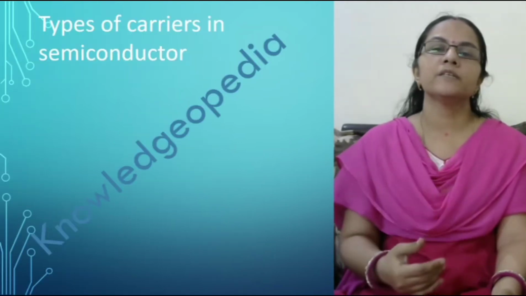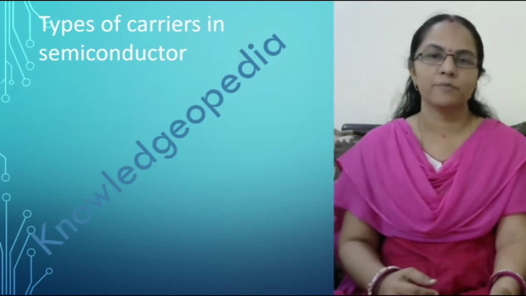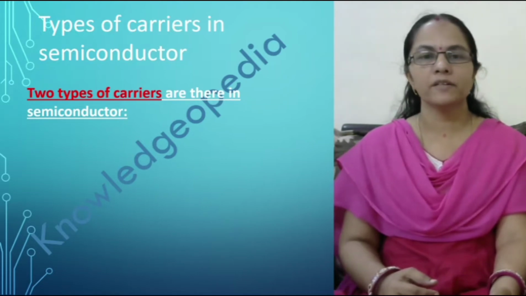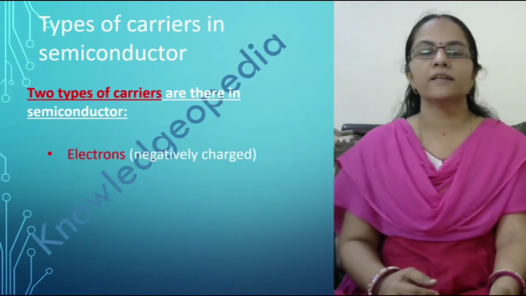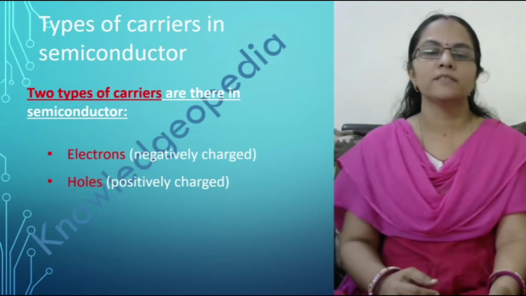Before going into the diffusion process, let me tell you what the carriers inside a semiconductor are. There are two types of carriers inside a semiconductor. The first one is electrons, which are negatively charged. The second one is holes, which are positively charged.